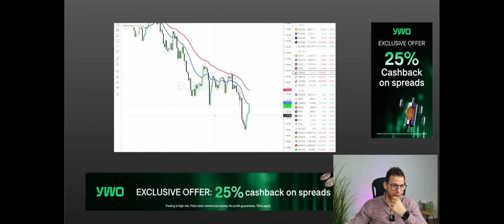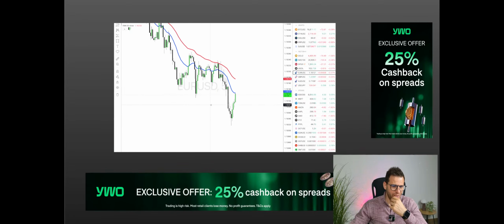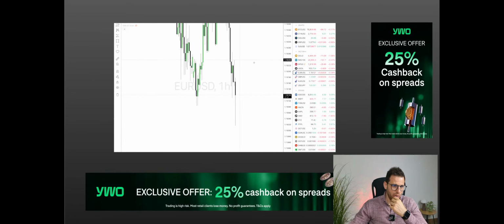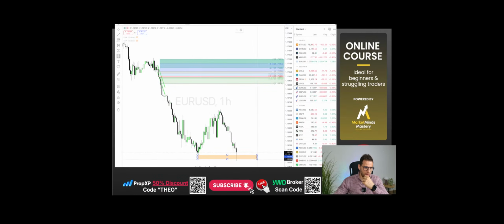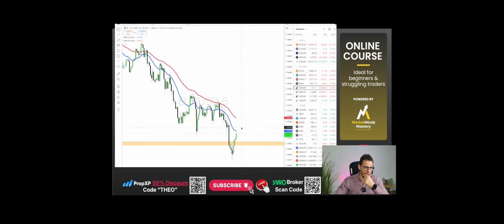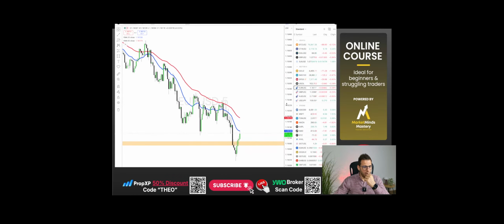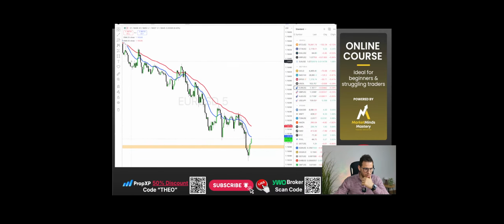Euro US dollar. Wow, what a trend. What a downtrend here. What a downtrend, guys. On the hourly, we rejected this one. Yep. On the 5-minute chart, Euro US dollar is also a good one.